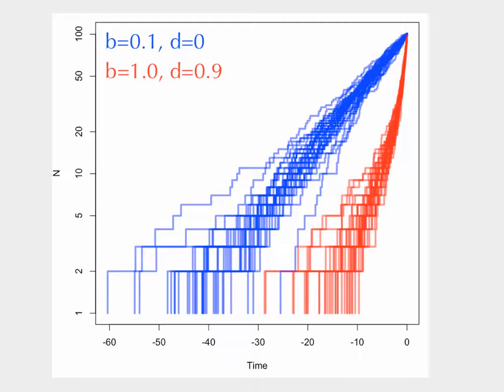And so we can see how this has an effect. Here we have various simulations of lineage through time plots for a Yule process, pure birth. And here we have the one for the same net diversification rate, 0.1 minus 0, 1 minus 0.9, same rate. But this one curves.